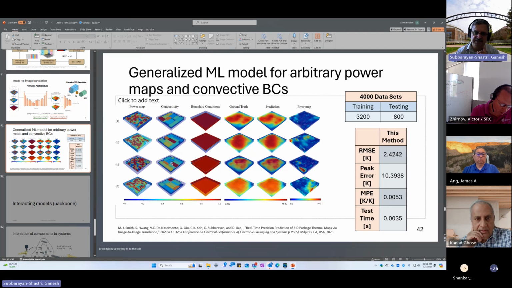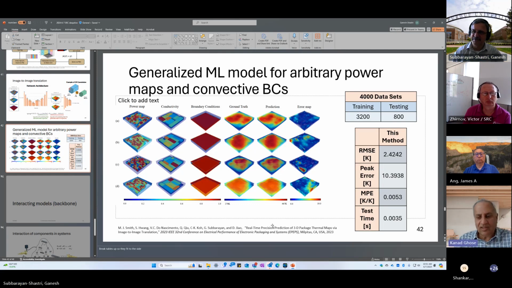So here it's based on some random power map, in order to generate a generalized model. The difference may be, I'm sure you've done this before, given an arbitrary three-dimensional package with arbitrary power maps, can you tell me a solution with arbitrary boundary conditions? Can you give me a solution in 0.0035 seconds? That's the question I would challenge you to ask.